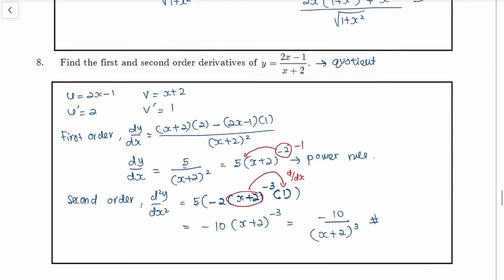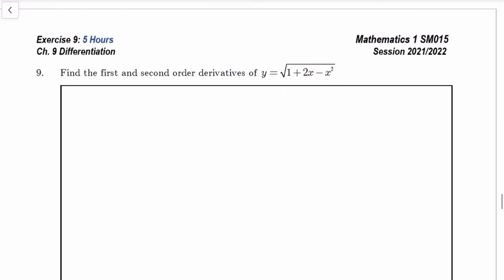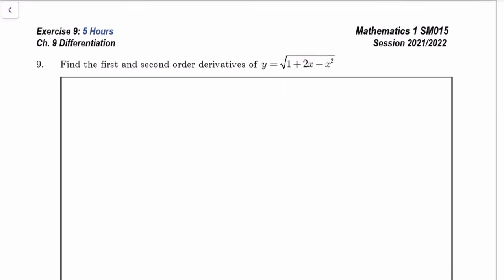Okay, dah siap. Okay, question 9. Find the first and second order. So maksudnya kita cari dy over dx, then d2y over dx square. So we have y equals square root of 1 plus 2x minus x square. Kita tukar dulu kepada bentuk power. So 1 plus 2x minus x square to the power of 1 over 2. Okay, then dy over dx kita akan buat sebagai power rule.